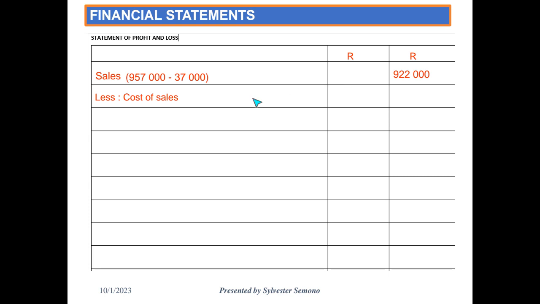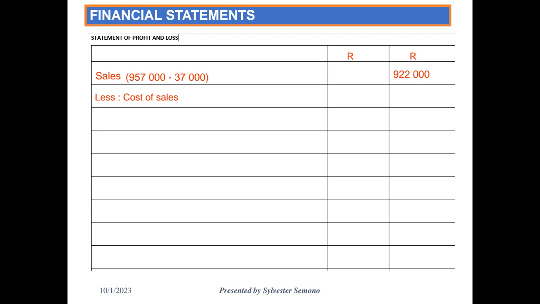Cost of sales. Did they give us cost of sales in our question? No, they didn't give us cost of sales. So it means at the end of the day, we need to calculate it, and we need to follow a formula. If you remember from our past accounting, under periodic, we always start with the opening inventory. Remember the opening inventory? Yes.